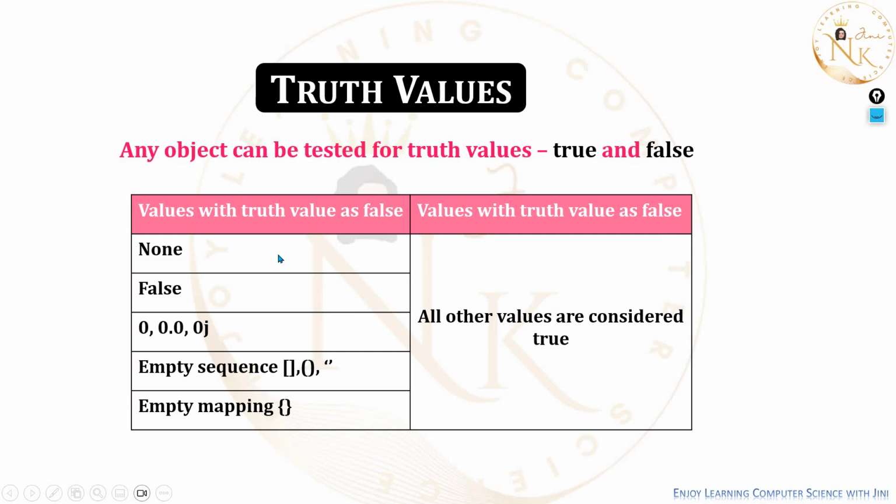Other than this, all the other truth values will be true. So truth value will be false for all the empty sequences, None, False, 0, everything. All the remaining values, truth values will be true. You have to be very clear with this.